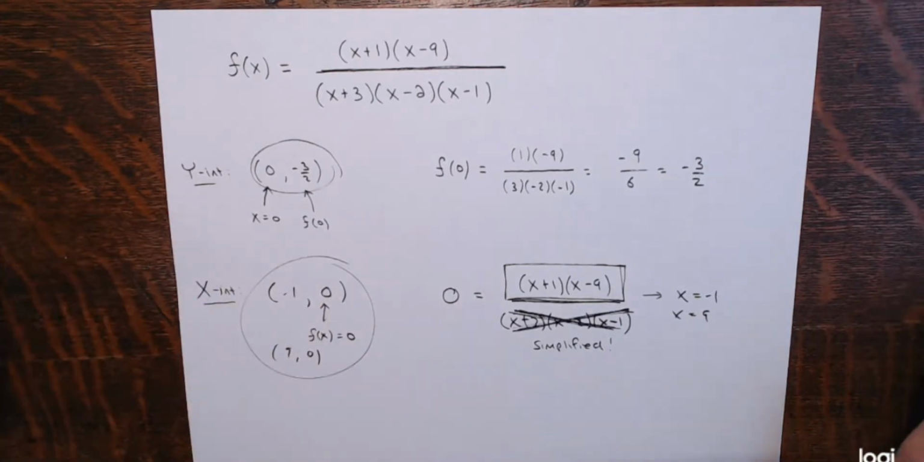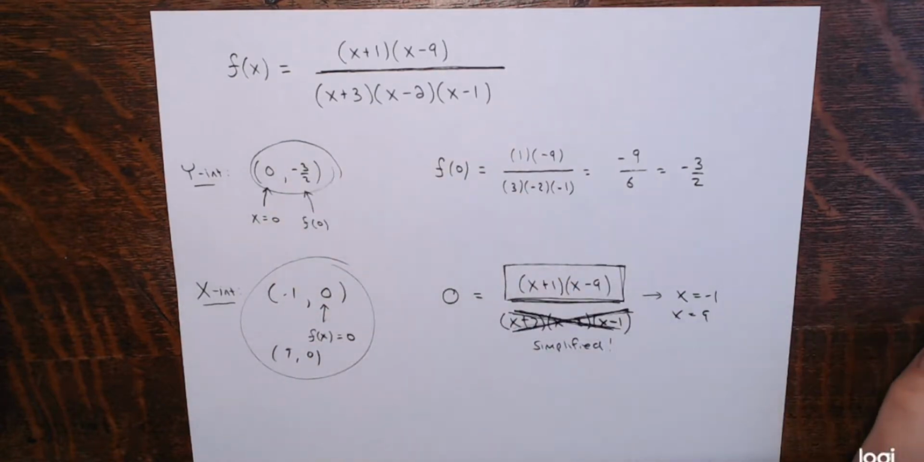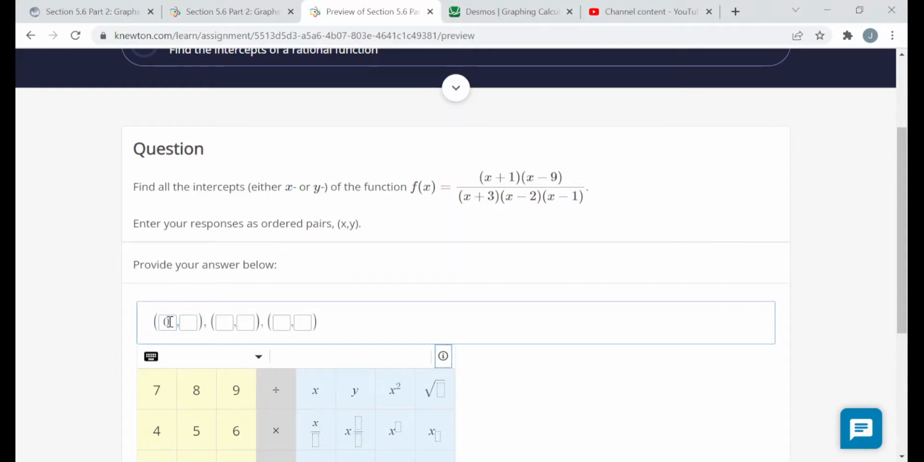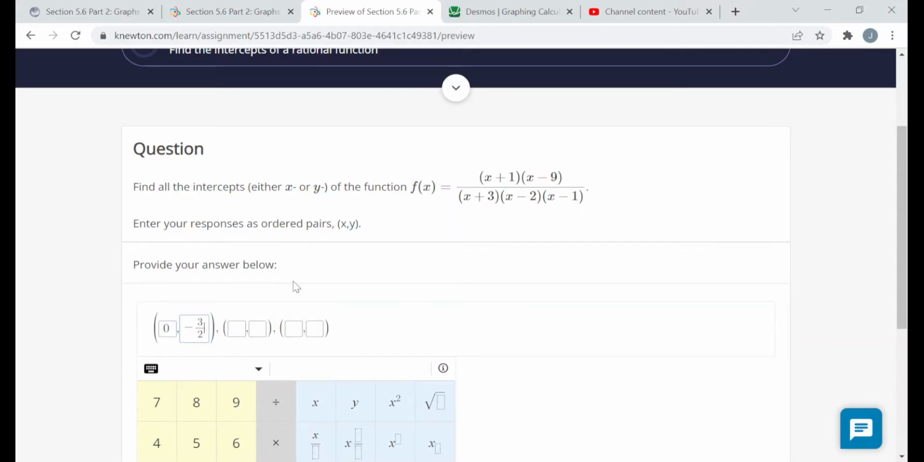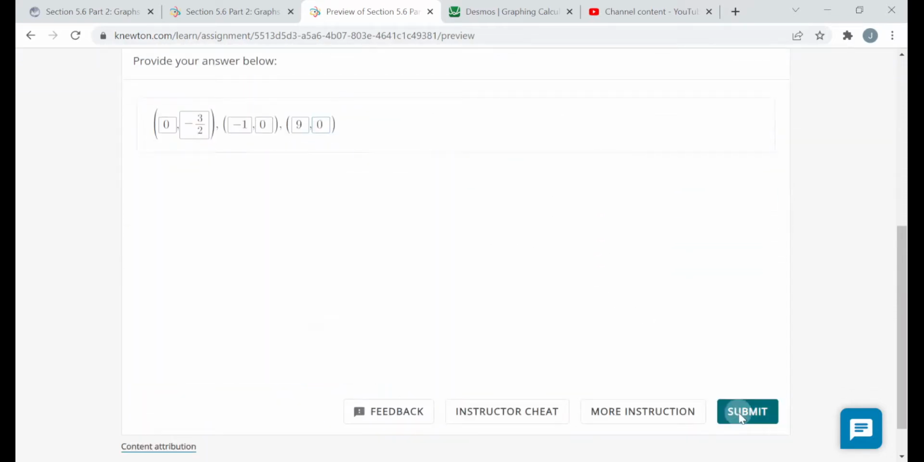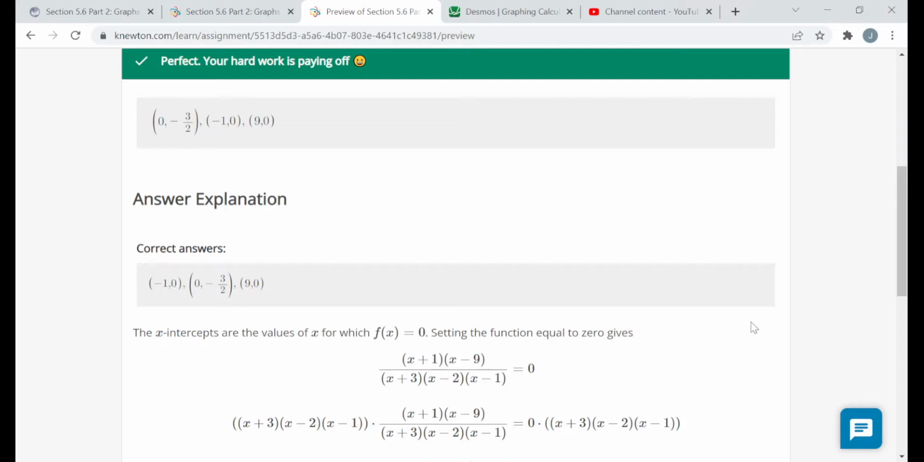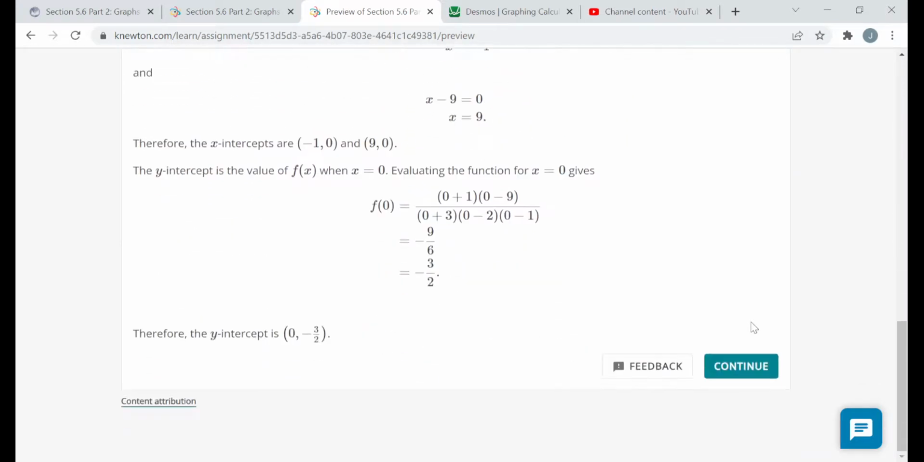And if you want, you can go to some graphing calculator, desmos.com, or whatever graphing calculator. When I punch this in, you'll see that these are the points where the graph crosses the y-axis and x-axis. All right, so the y-intercept, 0, comma, negative 3 halves, right? Negative 1.5. Then the x-intercepts were at negative 1, 0, and 9, 0. That should be good. Okay, great. All right, next question.